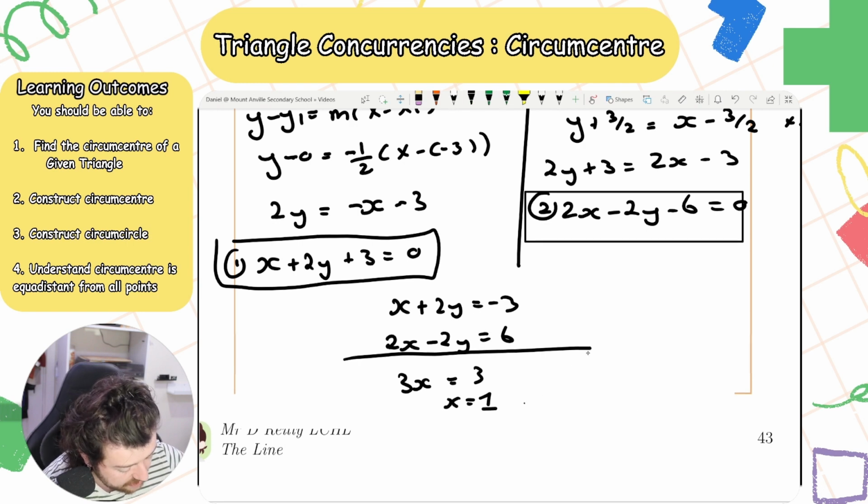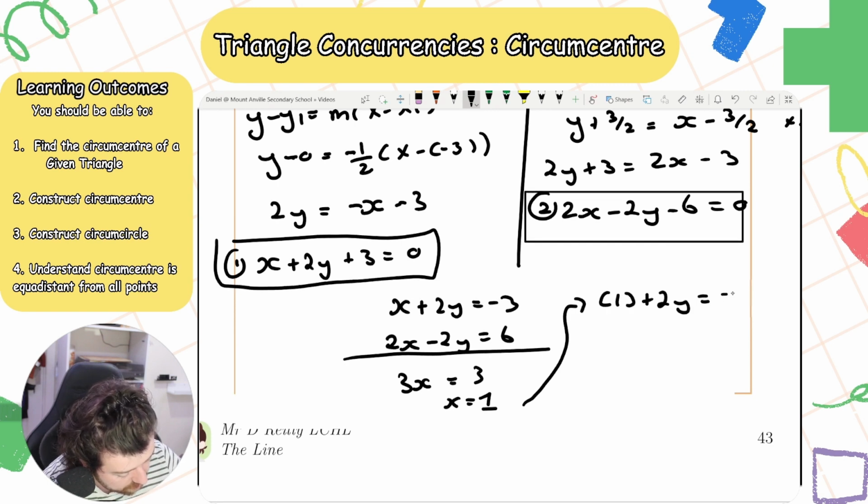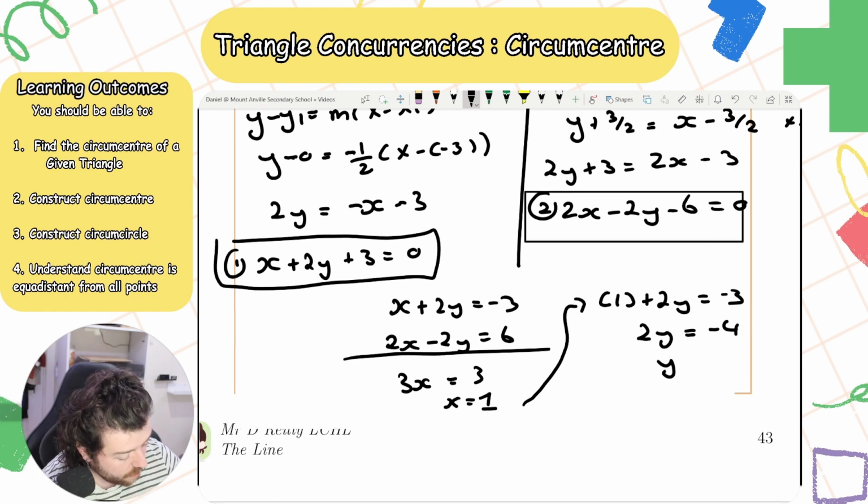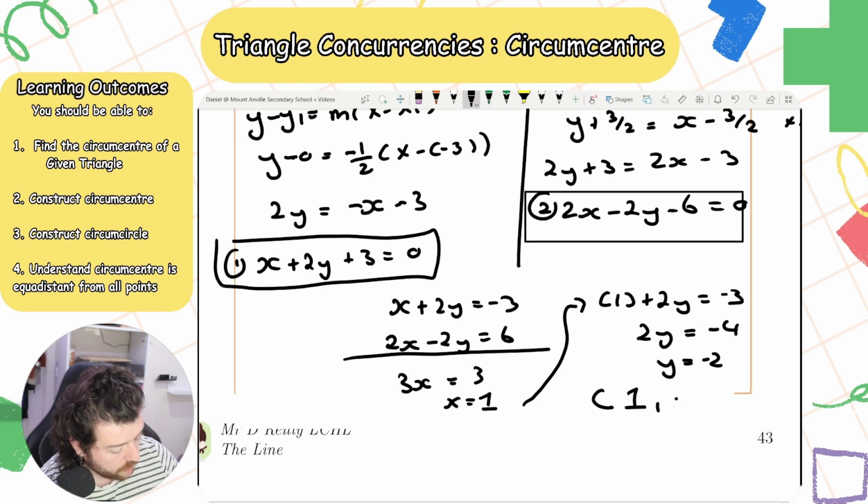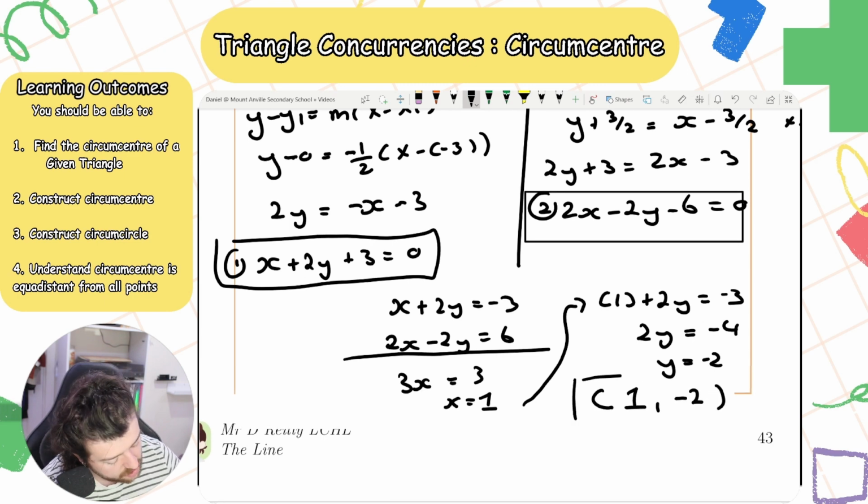And if x is equal to 1, sub in: 1 plus 2y is equal to minus 3. 2y is going to equal minus 4. Y is going to equal minus 2. So my circumcenter happens at (1, -2).